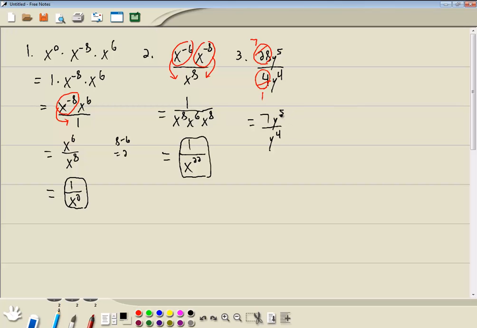Well, again, when you have y to a power over y to a power, you subtract the smaller exponent from the larger one. So we got 5 minus 4 gives us 1. And we're going to have y to the first power where our larger exponent was, which is on top. And then we have a placeholder of 1 down there. And of course, y to the first is just y, and 7y divided by 1 is just 7y. And that's our answer.